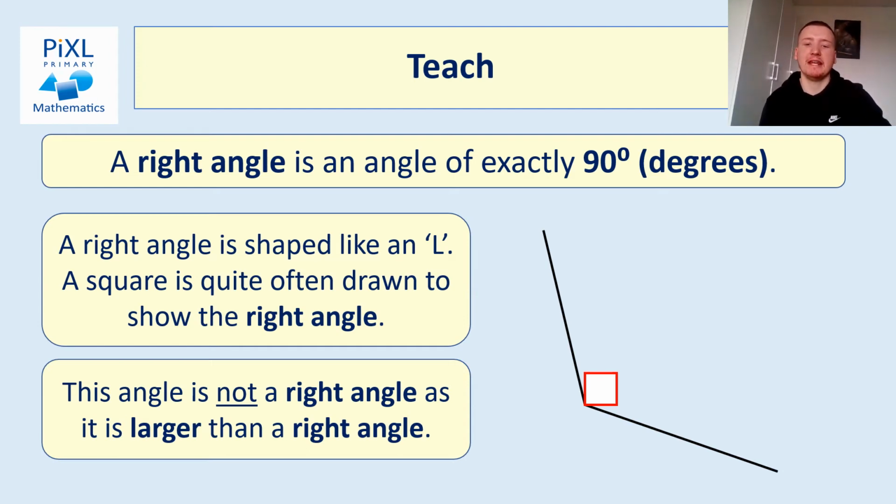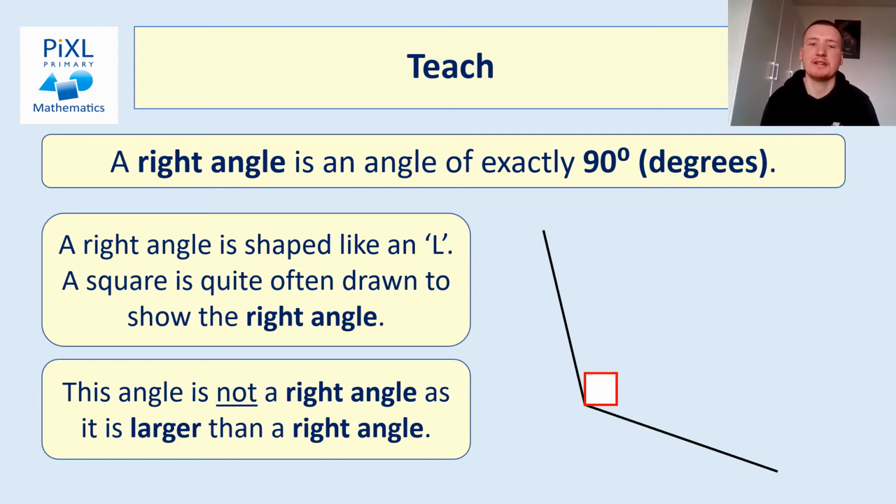Let's just run through it then. Let's put a square there just to see if it is a right angle. And of course the answer is it is too big, so it is not a right angle. Okay, this is miles bigger than 90 degrees.